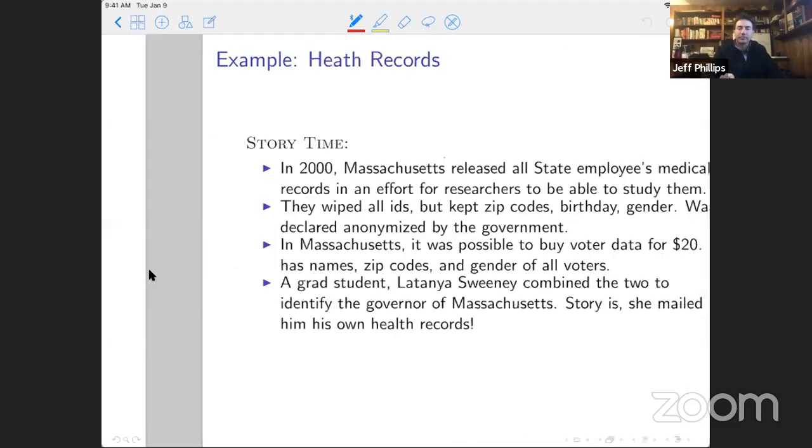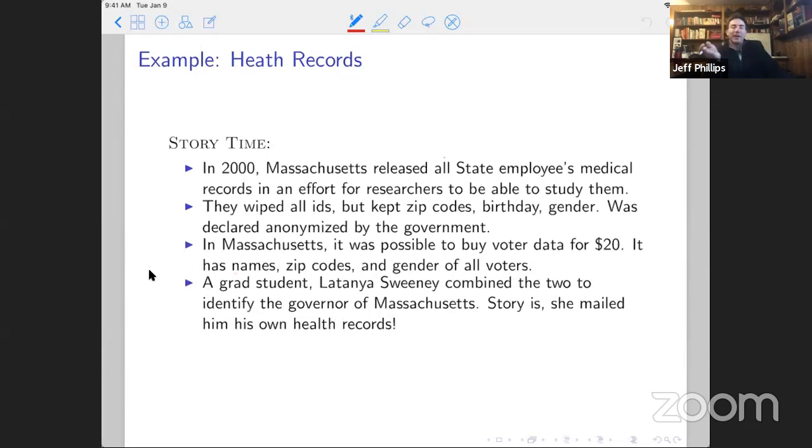Okay. So as you can guess, what may have happened? There was a grad student at the time, I think she was at UMass Amherst, and she decided, hey, I think this is a problem. She realized these two data sets were out there and combined them together, and she was pretty confident she was able to determine the health records of the governor of Massachusetts.